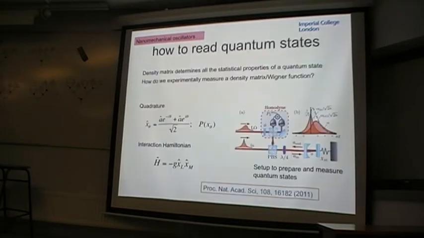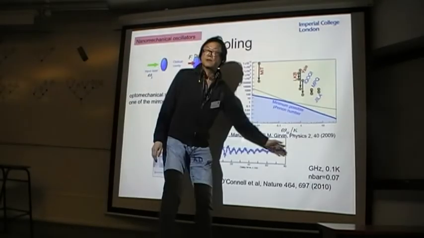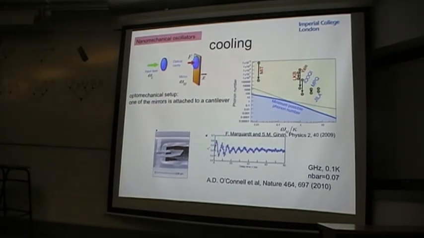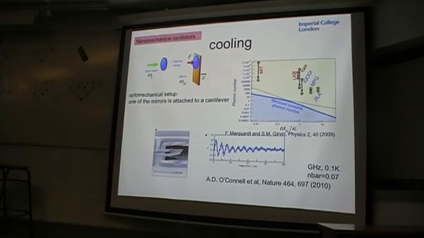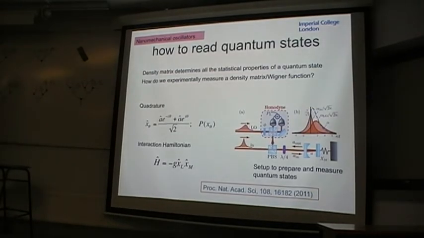That's important because the evidence they had was Rabi oscillations. Okay, and it is good evidence, but a full picture of the quantum state will give them much stronger evidence of their having reached the ground state.